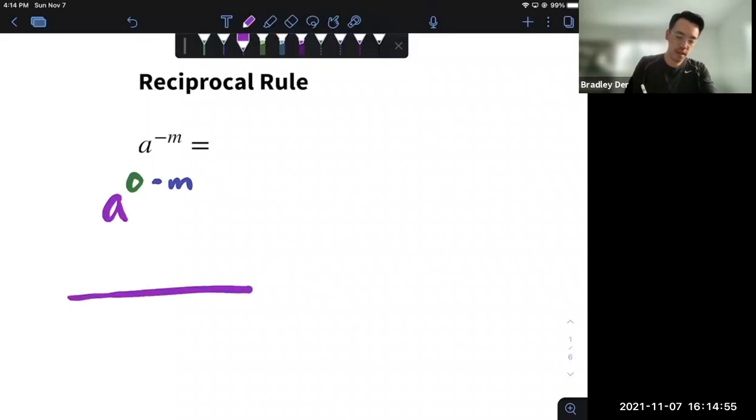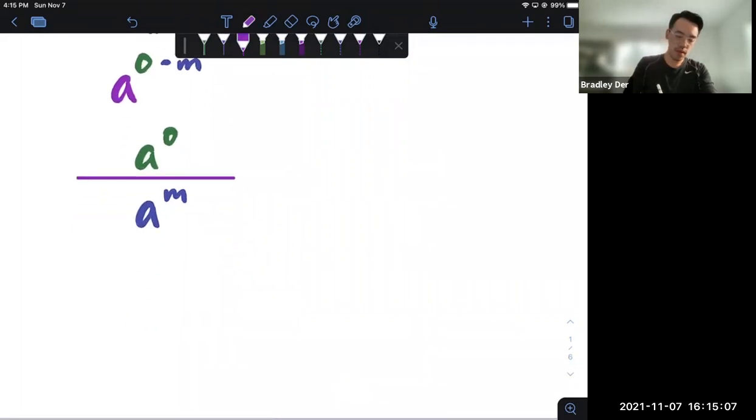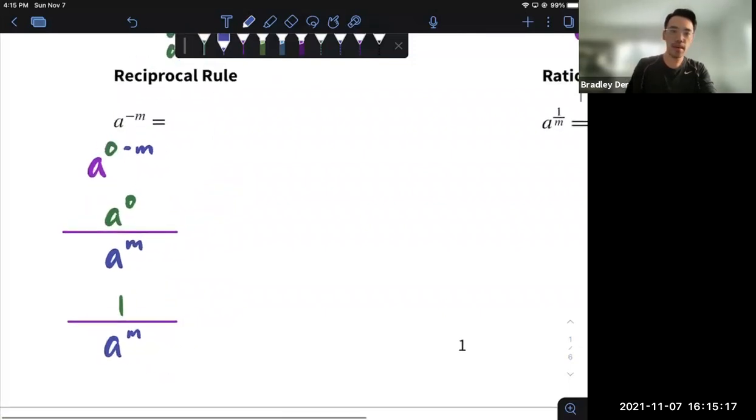We can do the same thing with our quotient. So a to the 0, and that'll be over a to the m, just using the quotient rule. And if we rewrite the numerator, because we just saw that anything to the 0 is equal to 1, this would simplify out to 1 over a to the m. Right, and that matches our rule from above.